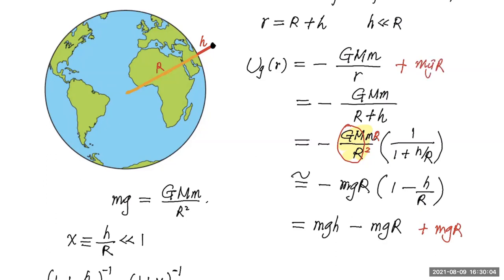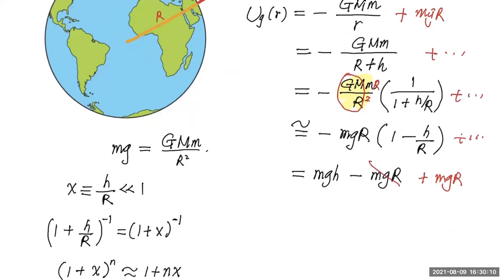We like that constant to be equal to positive mgr. It could be any constant we want, right? So add that constant, and then these two cancel. You are left with mgh. Wow. So what we did is consistent with what we knew before from chapter 7 and chapter 8.